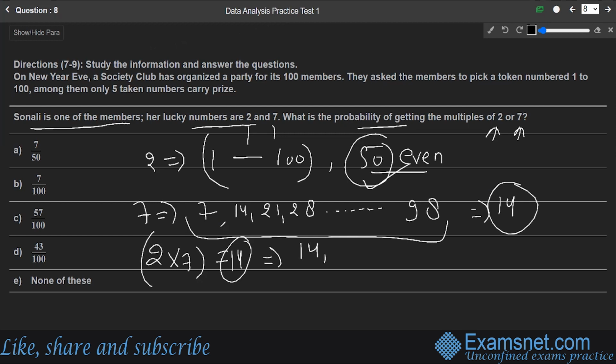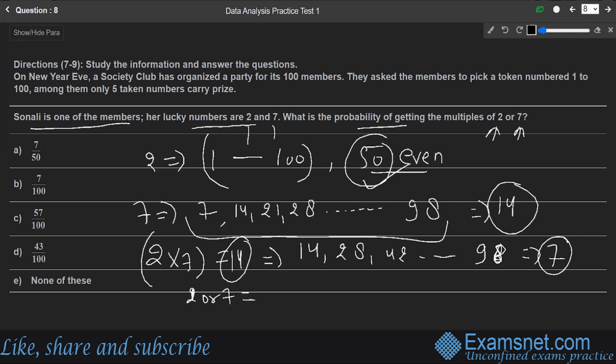We can again go by the table of 14 now. It goes like this, and the last number encountered in the table of 14 is going to be 98. Okay, so how many total numbers are coming which are multiples of 14? We can easily do that by dividing 98 by 14. So the number of such numbers is obviously going to be 7. So there are 7 such numbers which are multiples of 2 and 7 both.